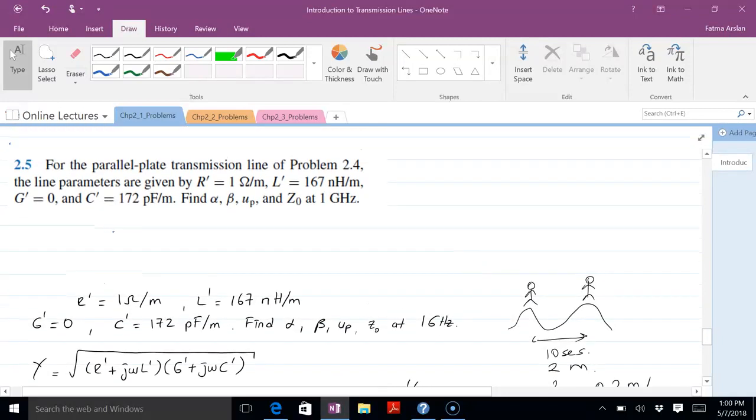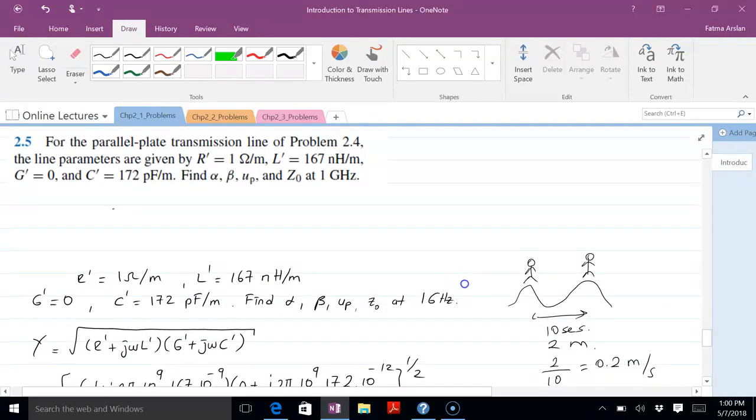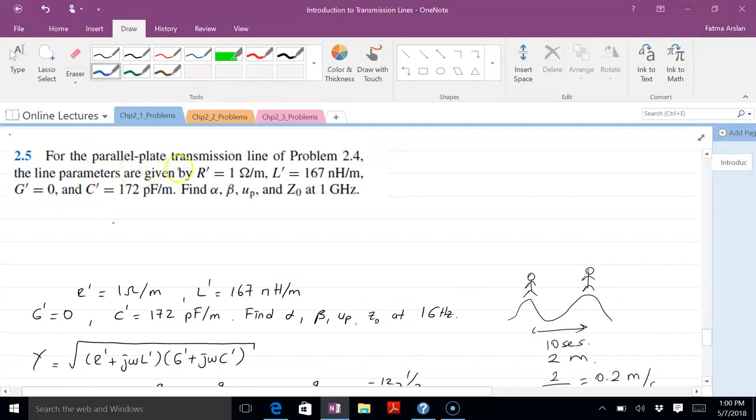And the second problem I have today is 2.5. So we have a parallel plate transmission line, and then line parameters are given by these numbers. Just keep in mind that this is not ohm, this is ohm per meter, Henry per meter, farad per meter. These are all distributed elements. These are elements per length. So let's practice calculating the constants.